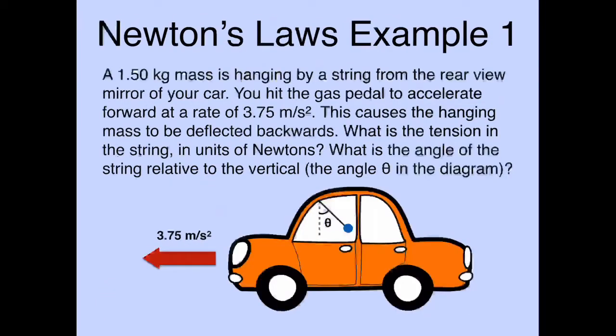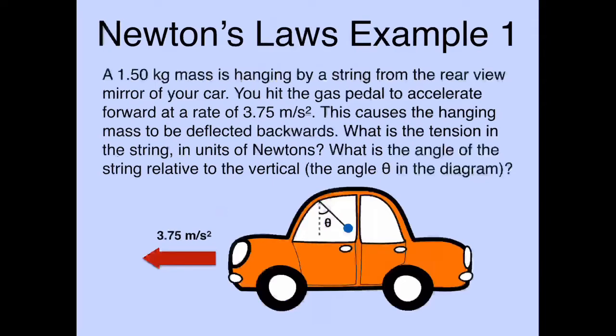And with all that said, we can do an example. Here's the first example where we use Newton's laws. Let's say we have a 1.50 kilogram mass that's hanging by a string from the rear view mirror of your car. You hit the gas pedal to accelerate forward at a rate of 3.75 meters per second squared. So that's the acceleration of the car and everything in it. This causes the hanging mass to be deflected backwards.